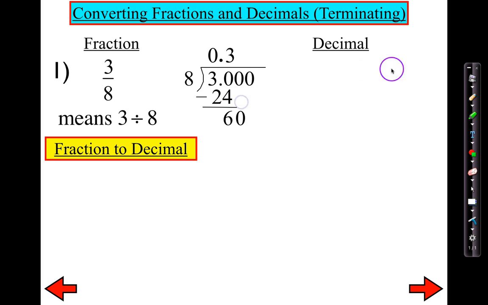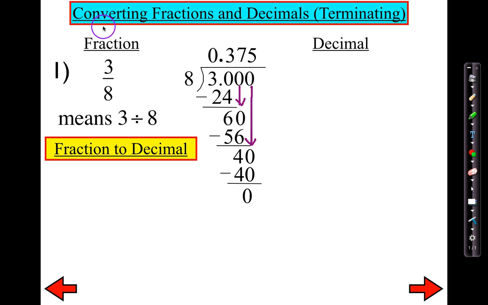And bring on the 0. 8 goes into 60 7 times, which gives me 56, with a remainder of 4. Now we've got to bring down this other 0. 8 goes into 40 exactly 5 times, so I'm going to go ahead and say 3/8 written as a fraction can be expressed in decimal form as 375 thousandths.